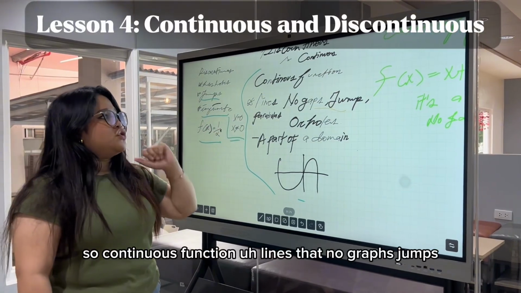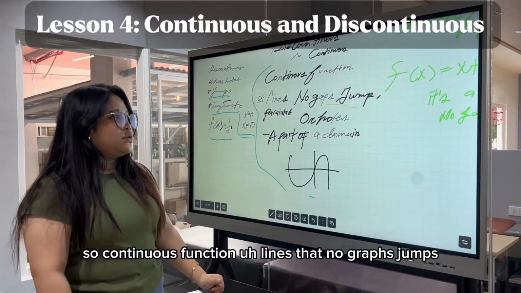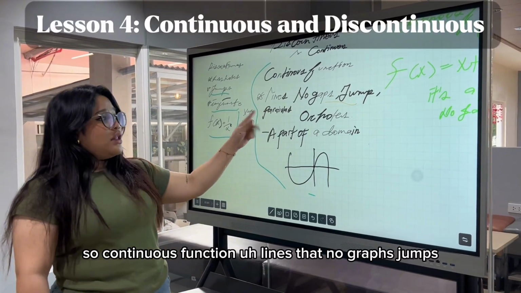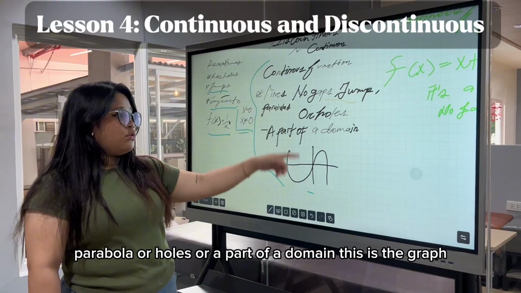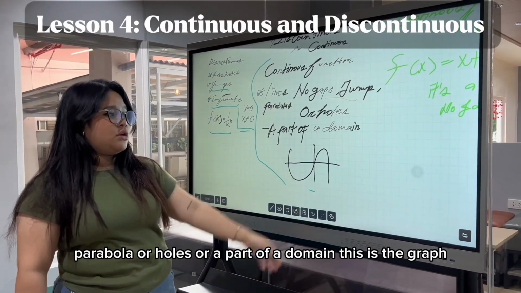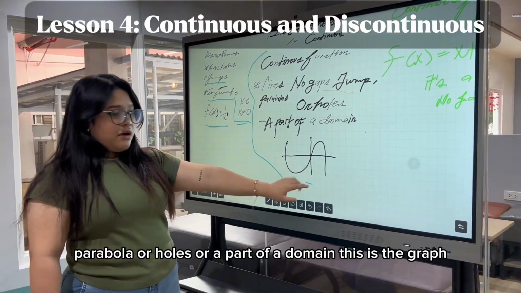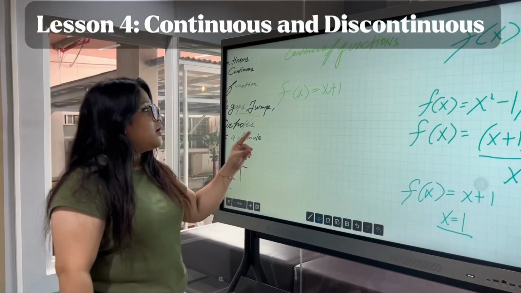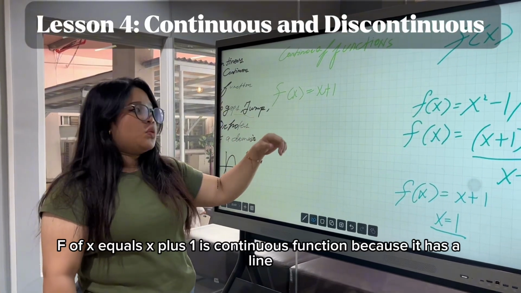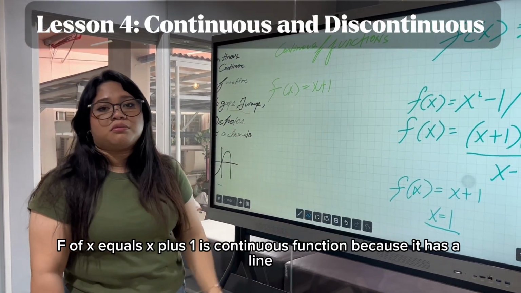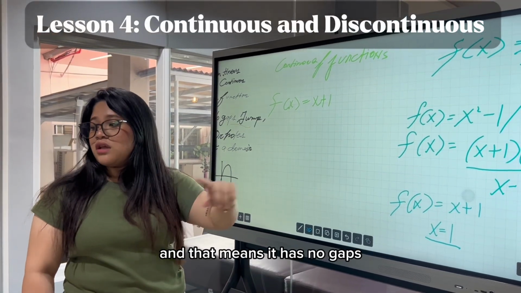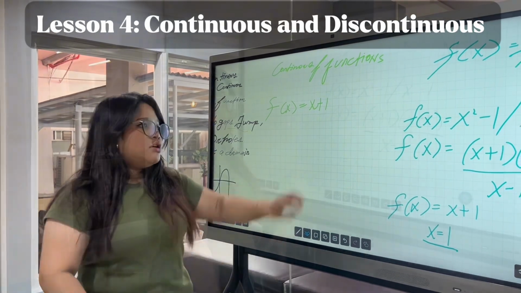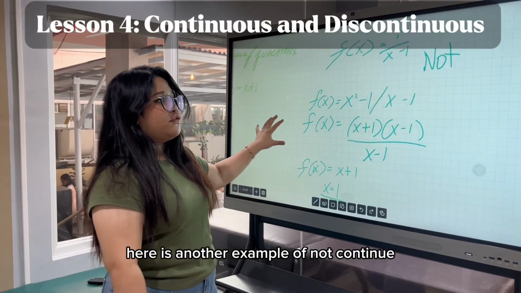So continuous function has lines with no jumps, parabola, or holes, or a part of a domain. This is the graph. F of x equals x plus 1 is a continuous function because it has a line, and that means it has no gaps.